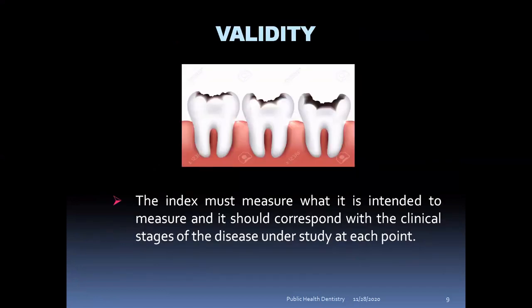Moving on to the validity. Index must measure what it is intended to measure, and it should correspond with the clinical stages of the disease under study at each point. Validity simply states that whatever you are going to record, that finding has to be there in the patient's mouth. Let us suppose that you're taking a DMFT index on a patient having no dental caries, no missing teeth, and no filled teeth. So there is no point in taking an index. So that is basically validity. The index must measure what it is intended to measure.